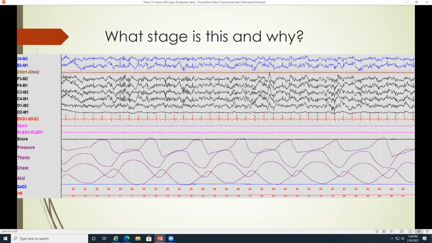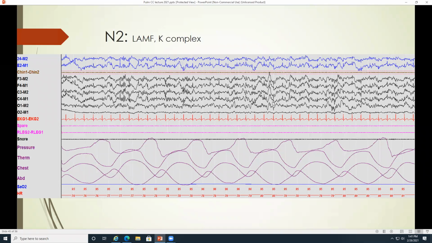All right. What stage do you guys think this is? Or do you think it's N2? Low amplitude mixed frequencies, and then that looks like a K complex, and the beginning looks like a spindle, right? Yes, very good. So exactly what she said. K complex here, a little bit of a sleep spindle-looking thing here. No alpha waves, no REM movements. This is pretty good N2 sleep.